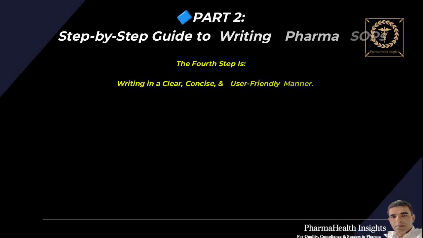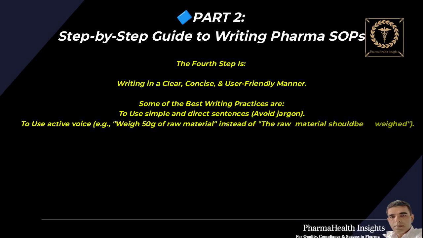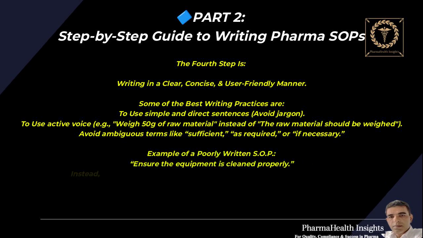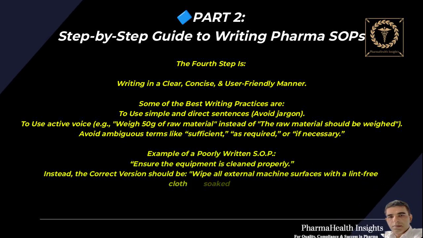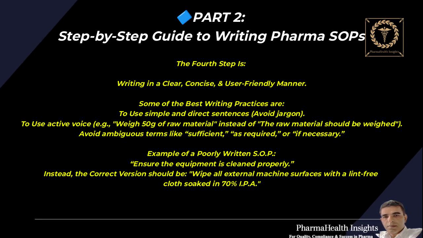The fourth step is writing in a clear, concise, and user-friendly manner. Some of the best writing practices are to use simple and direct sentences, avoid jargon, to use active voice, e.g., weigh 50 grams of raw material, instead of the raw material should be weighed. Avoid ambiguous terms like sufficient, as required, or if necessary. Example of a poorly written SOP: ensure the equipment is cleaned properly. Instead, the correct version should be, wipe all external machine surfaces with a lint-free cloth soaked in 70% IPA.